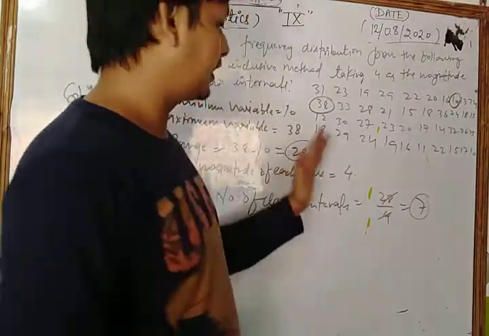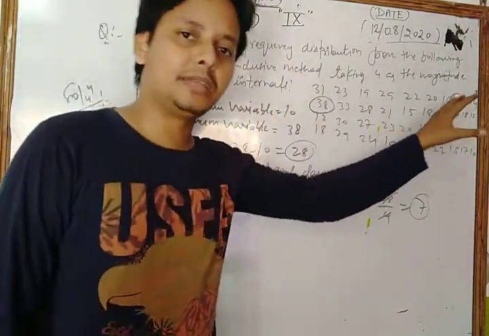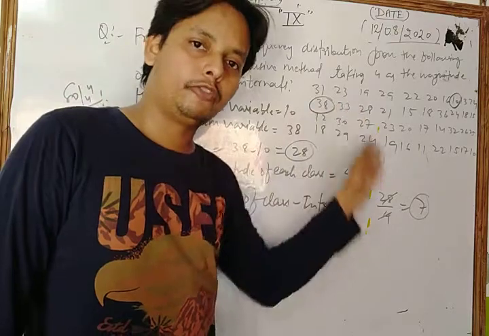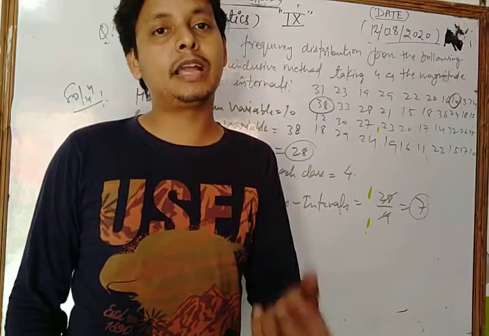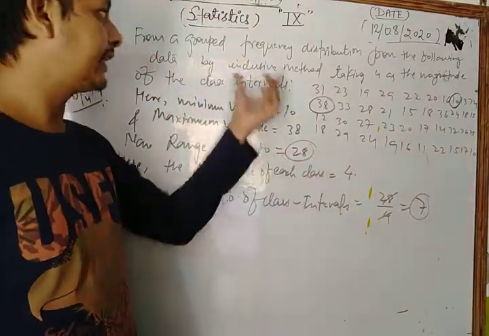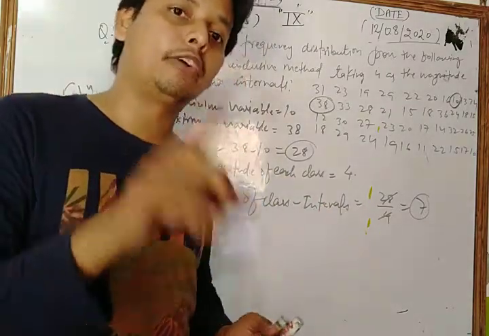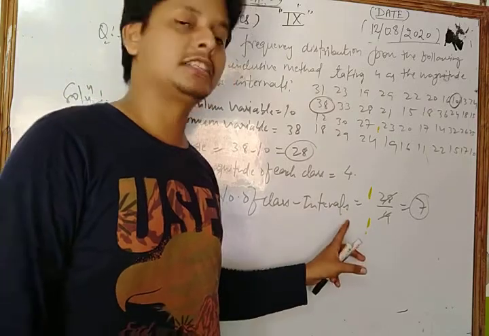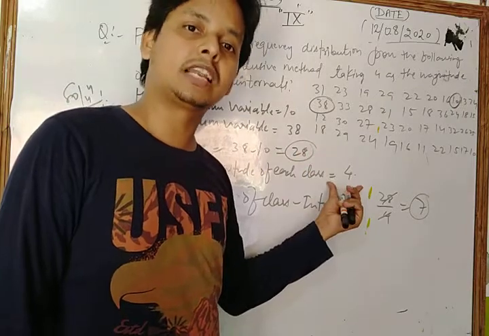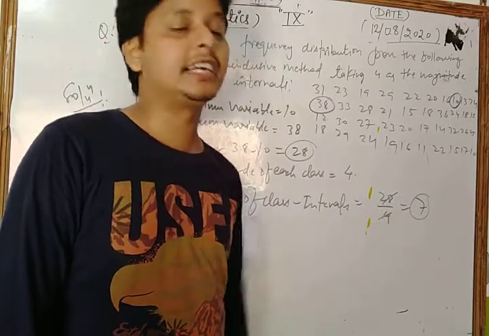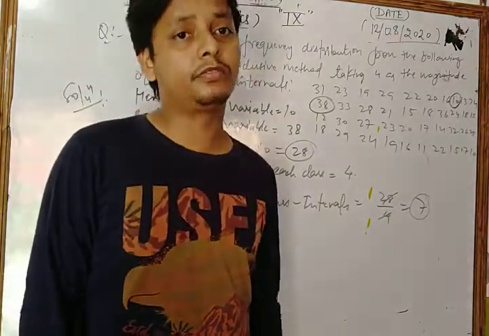This is one of the important concepts of this type of frequency distribution. First, find the minimum and maximum value of the variable. After that, find the range, the difference between maximum and minimum, that is 28. The magnitude of each class is 4. The number of class intervals is obtained by dividing the range by the magnitude, so we get 7. So we prepare 7 class intervals for this question.